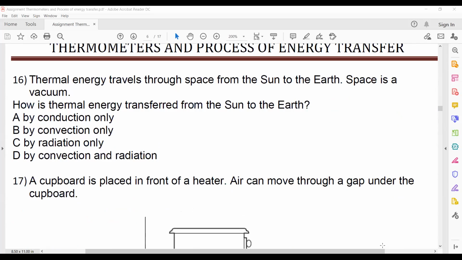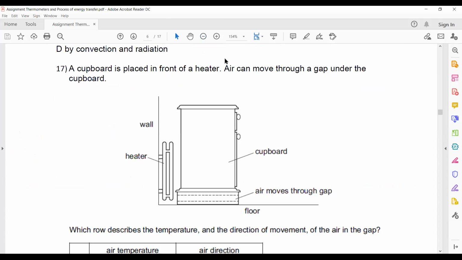Question 16. What's the answer? Question 16, C is the right answer because there's a vacuum between the sun and the earth. So through the space, energy transfers by radiation.